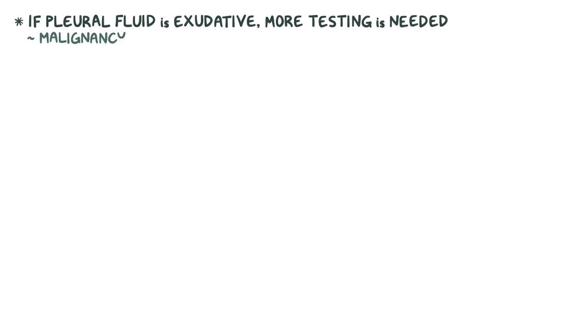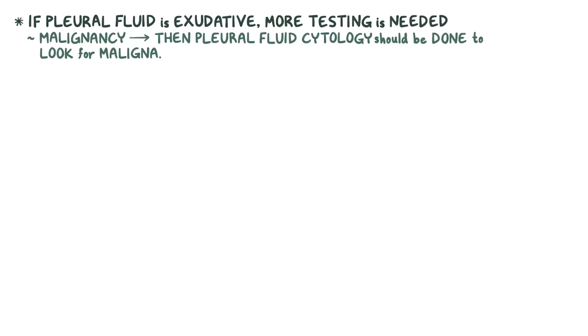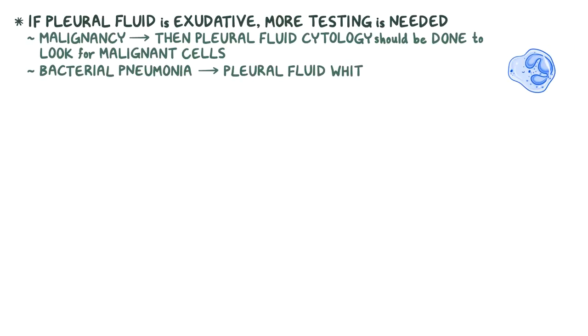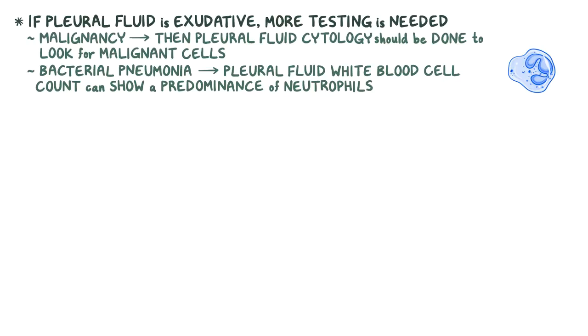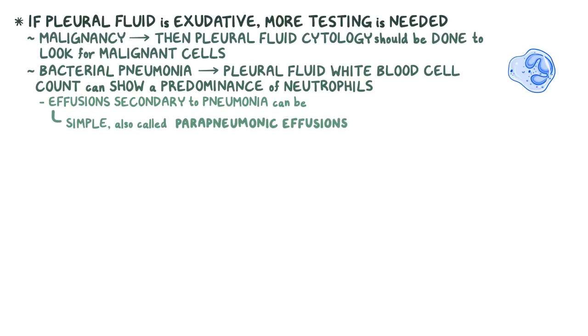However, if the pleural fluid is exudative, then more testing is needed. If a malignancy is suspected, then pleural fluid cytology should be done to look for malignant cells. In a bacterial pneumonia, the pleural fluid white blood cell count can show a predominance of neutrophils. Now, effusions secondary to pneumonia can be simple, also called paraneumonic effusions, or complicated, also called empyema.